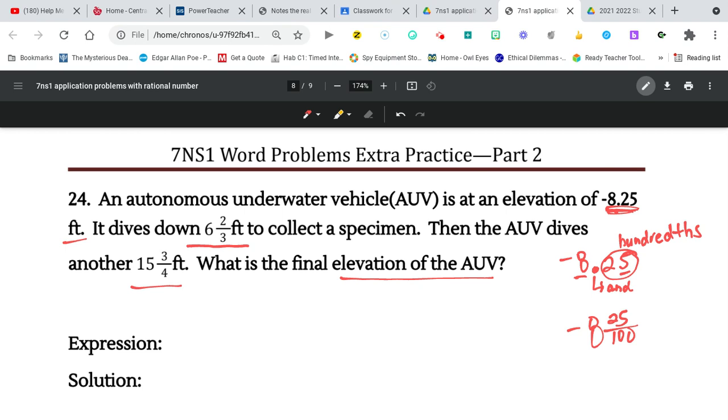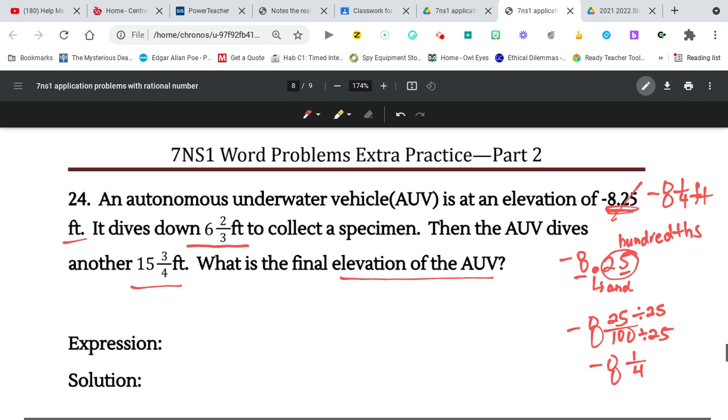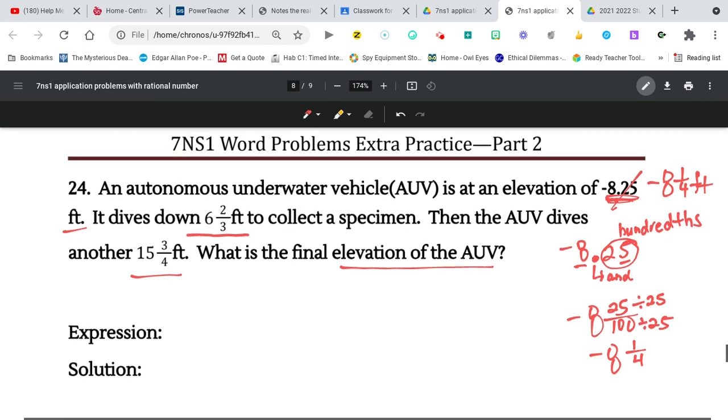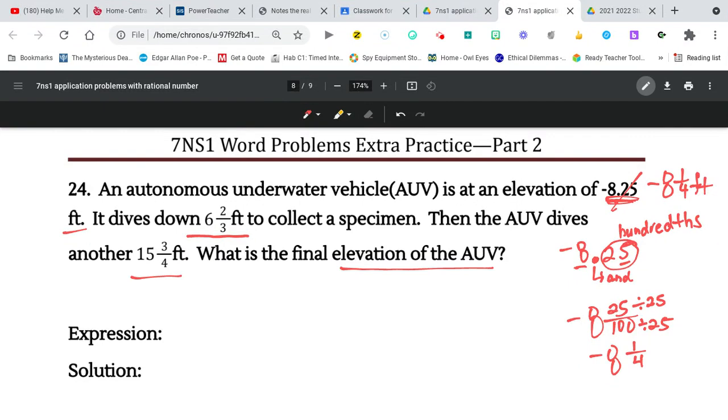Okay, now I'm going to simplify this because both of these are divisible by 25. 25 divided by 25 is 1, and 100 divided by 25 is 4. So instead of -8.25 as a decimal, let's write -8 and 1/4 feet. Now everything is in terms of a fraction. That looks much better.